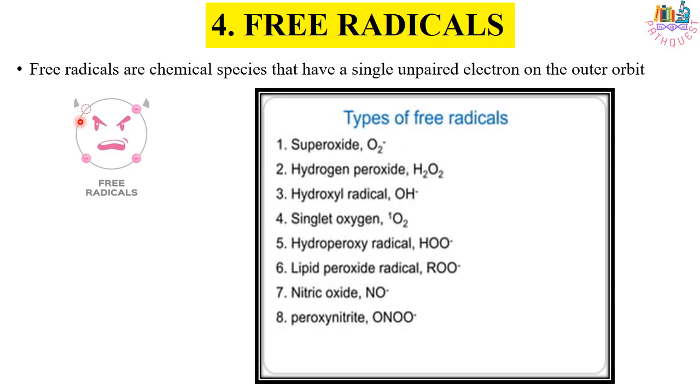Different types of free radicals include superoxide, hydrogen peroxide, hydroxyl radical, singlet oxygen, hydroperoxide radical, lipid peroxide radical, nitric oxide, and peroxynitrite. So these are the different types of free radicals.